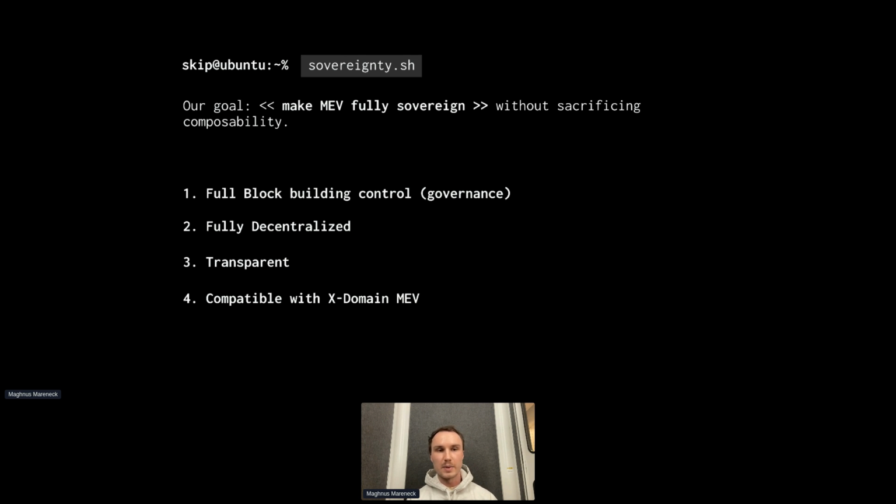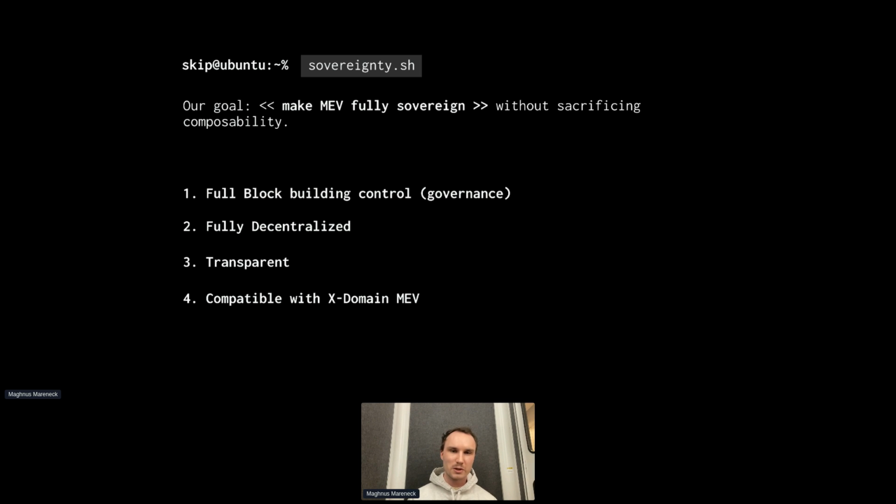So in that case, it means basically full block building control. So governance can decide exactly how blocks are built and how MEV is captured. Fully decentralized, meaning there's no one single party. We're building towards this. It's definitely a goal that we're working very hard on. It's fully transparent, so you can see exactly what's going on. So the code eventually should be open source. And then it's also compatible with some kind of cross-domain MEV.